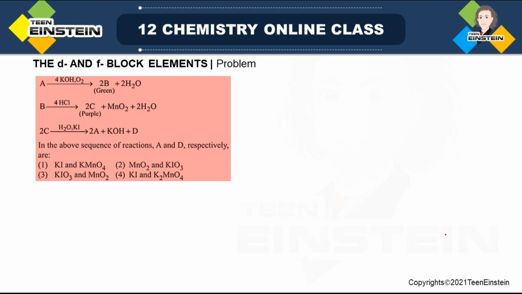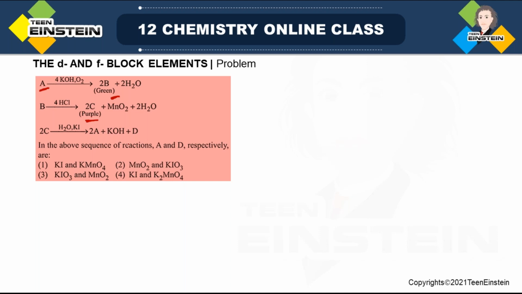We have a question which is related to chemical properties of potassium permanganate. Here 3 equations are given. The first equation is compound A reacting with potassium hydroxide and oxygen. It is giving us green colored compound B and water. Now this green colored compound B, in presence of HCl, is now producing, sorry, not carbon, it is C. That is unknown compound C.